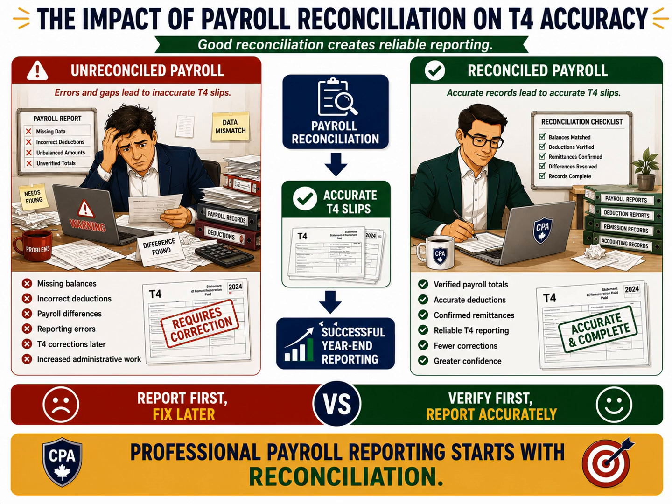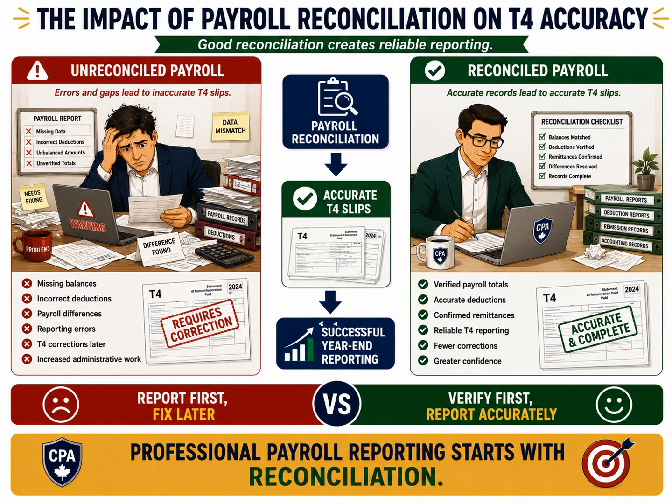As a result, the payroll information is much more reliable. Notice the benefits listed on the right side. Verified payroll totals, accurate deductions, confirmed remittances, reliable T4 reporting, fewer corrections, and greater confidence in the year-end reporting process. Because the records were reconciled first, the T4 slips are based on information that has already been tested and verified. This greatly reduces the likelihood of reporting errors.